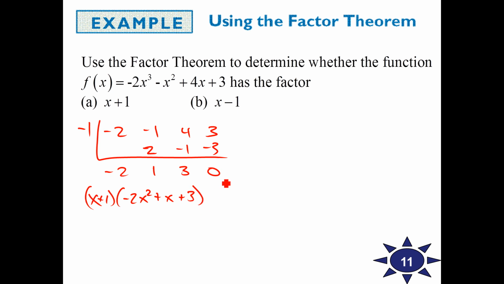Let's see if x minus 1 is a factor, so we would use 1. Same coefficients, negative 2, negative 1, 4, and 3. So we would have negative 3 here, which is a 1, and that's a 1, and so we'd end up with a 4 there, so it is not a factor in this case. Alright, why don't you try problem 11, see if you can do these type of problems.